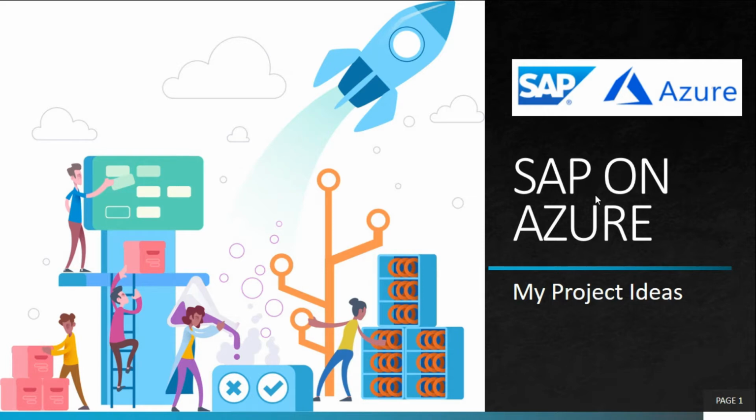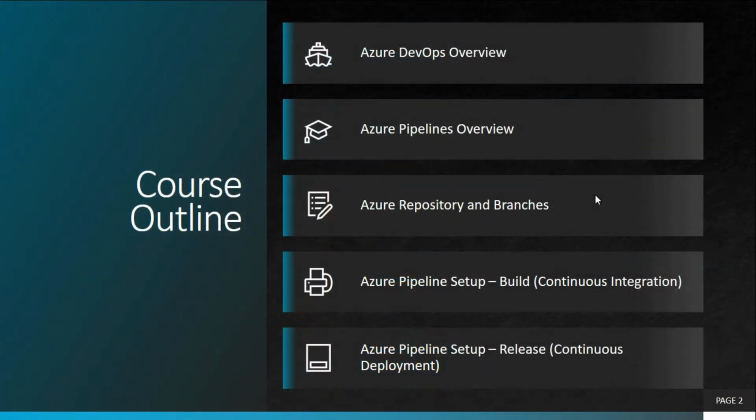This is the fourth video of the course SAP on Azure. Before watching this video, we recommend you watch the other videos first. This micro-learning video is a part of an ongoing course, and in this video we will discuss Azure Pipeline Setup, build part, i.e. continuous integration.